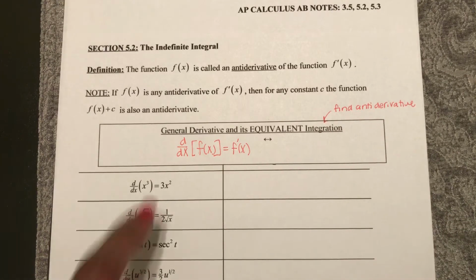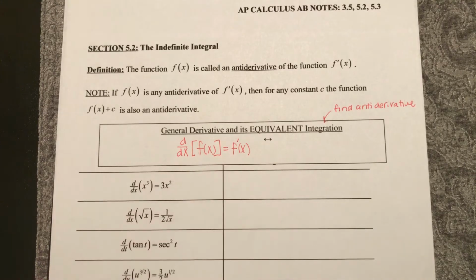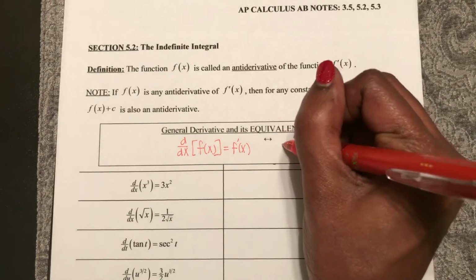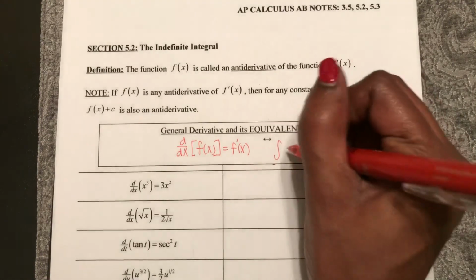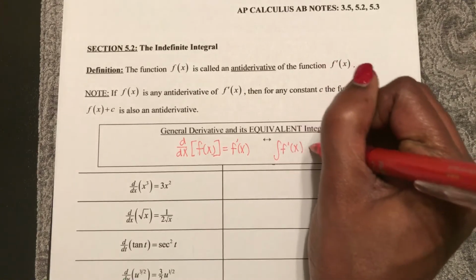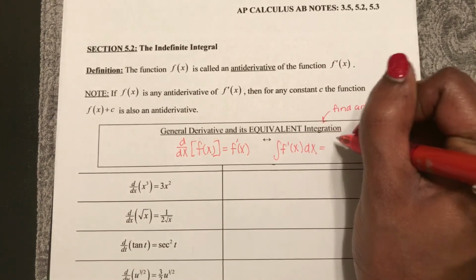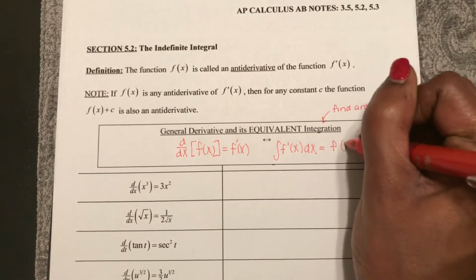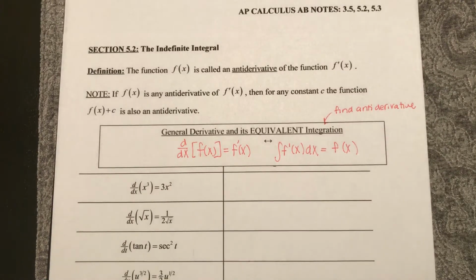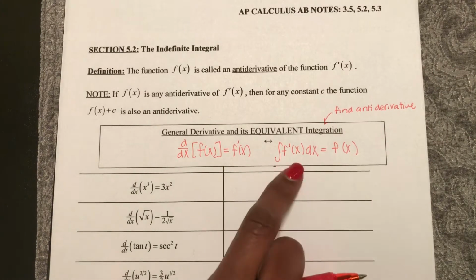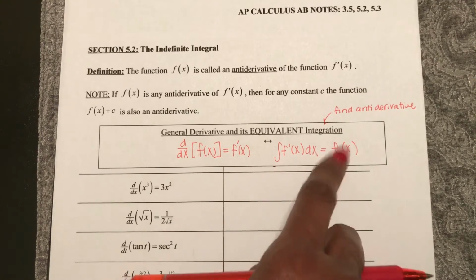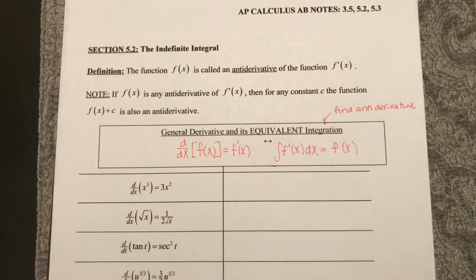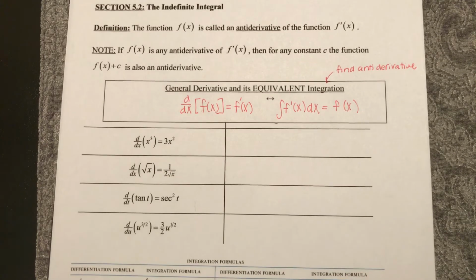So if we know the derivative of f of x is f prime of x, then the integral of f prime of x dx equals f of x. So the integral of the derivative is the antiderivative. Let's apply that here below.